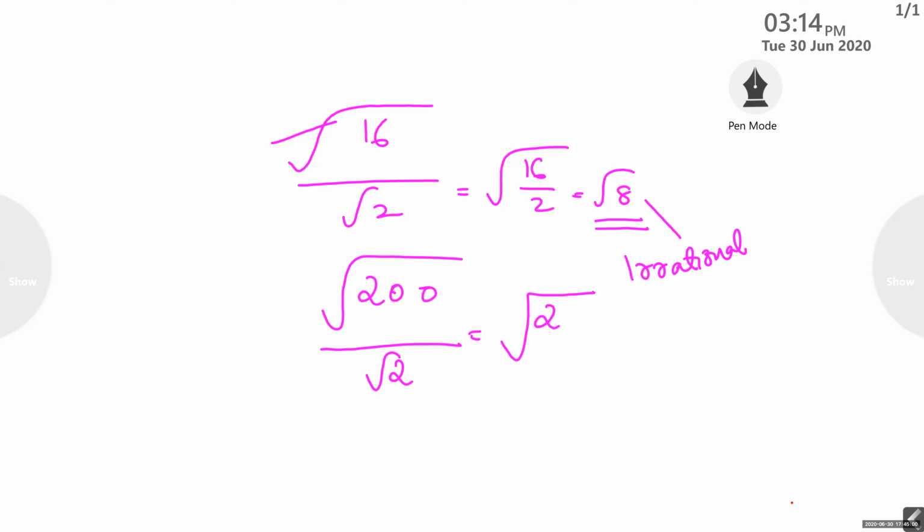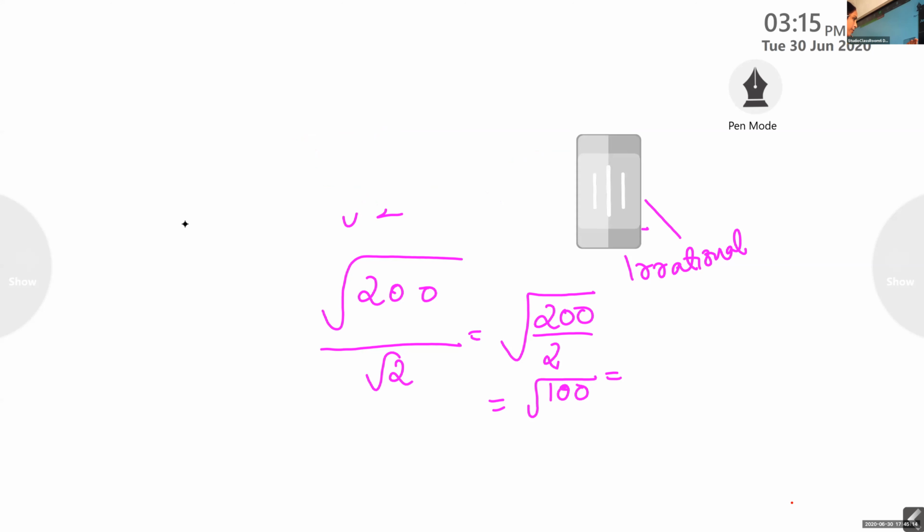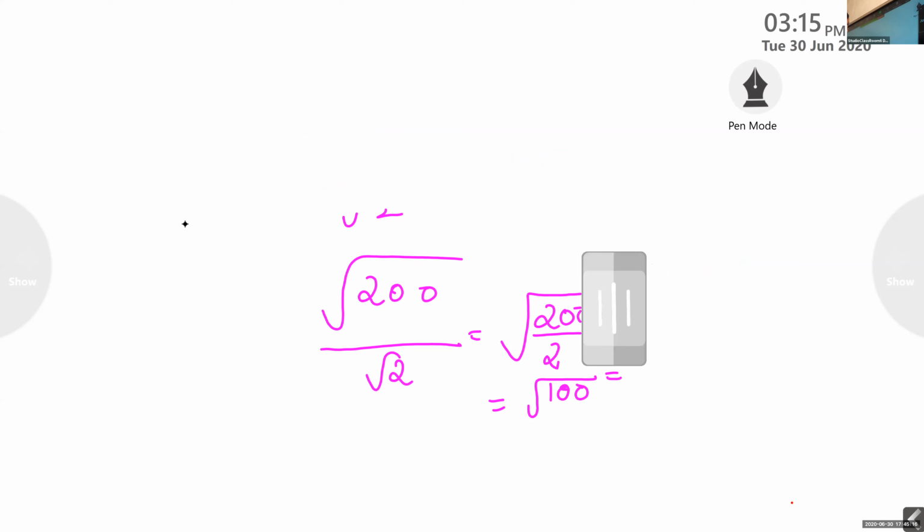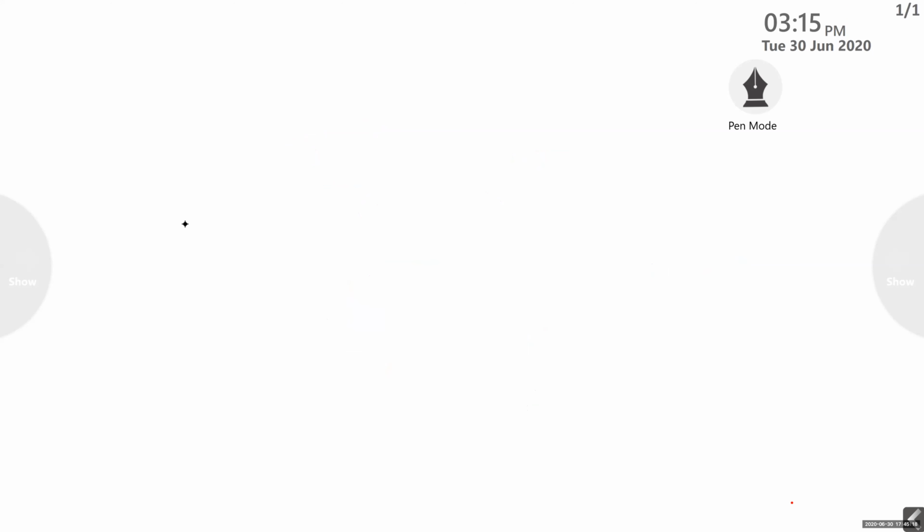And root 72 by root 9, is it, John Samuel? Yes, ma'am. Okay, good. I'll raise the board. You tell that. Now, did you understand what I told? Yes. Okay. What is your example? Root 72 by root 9.